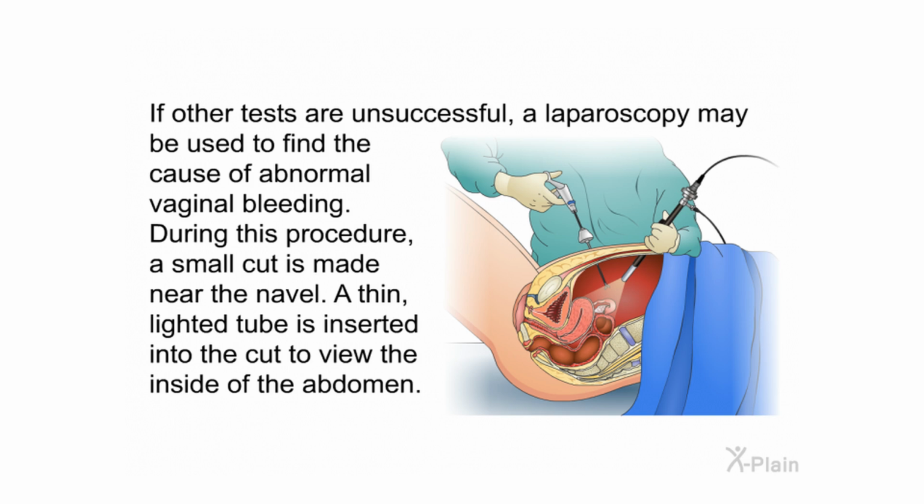If other tests are unsuccessful, a laparoscopy may be used to find the cause of abnormal vaginal bleeding. During this procedure, a small cut is made near the navel. A thin, lighted tube is inserted into the cut to view the inside of the abdomen.